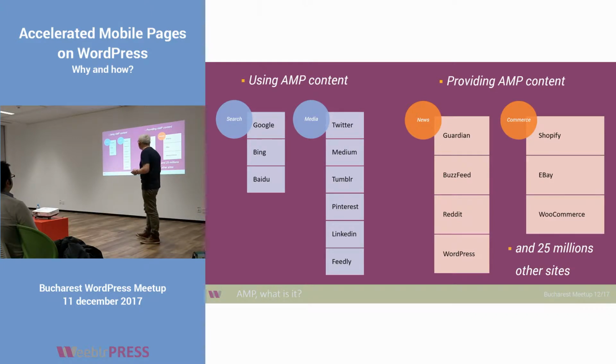Providing AMP content, when we got started, it was mostly news sites like The Guardian, BuzzFeed, Reddit, WordPress.com. They were all providing AMP pages. Over the last year, big e-commerce sites like Shopify, eBay, and WooCommerce started producing AMP pages as well. So it's really generic now. You can do pretty much any type of site with AMP pages.